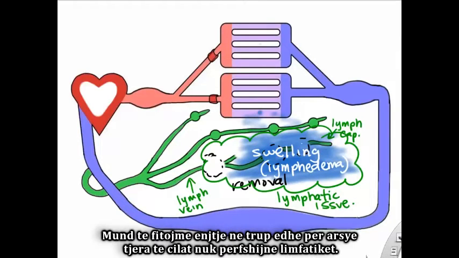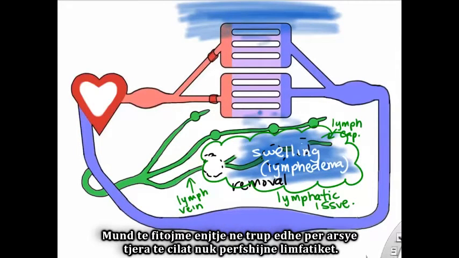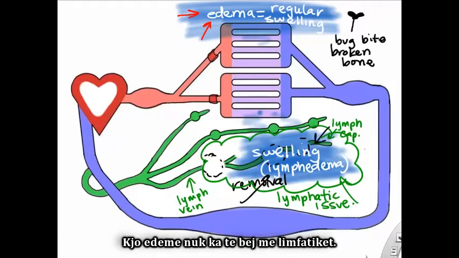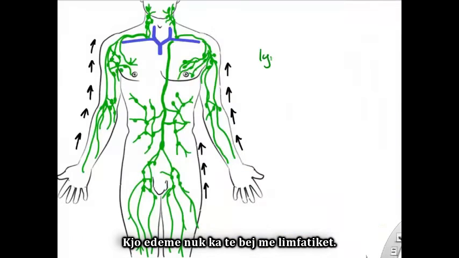We can get swelling in our body for other reasons that don't involve the lymphatics. Regular swelling we just call edema. It could be due to something local like a bug bite or maybe a sprained or broken ankle. You can get lots of swelling. That edema doesn't really have anything to do with the lymphatics.